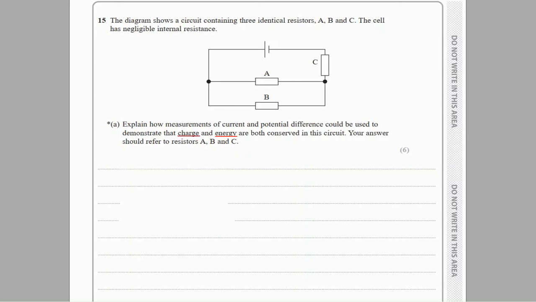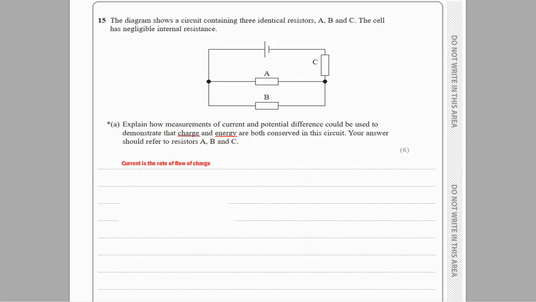And you might be wondering, okay, that makes sense, but what about energy? Recall the definition of voltage. It's the energy per unit charge. So if voltage is conserved, energy must also be conserved. So basically all you had to do in this question was talk about current and voltage and how they behave in series and parallel circuits. So let's take a look at the mark scheme points.